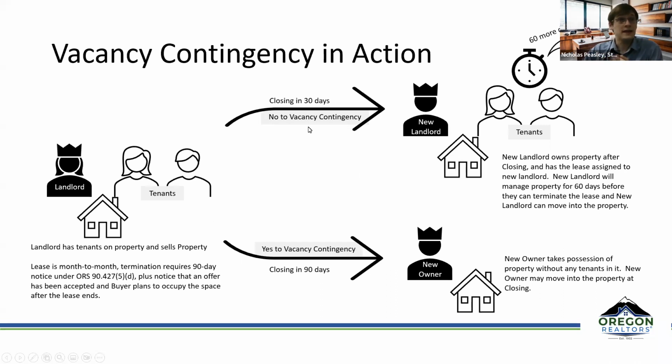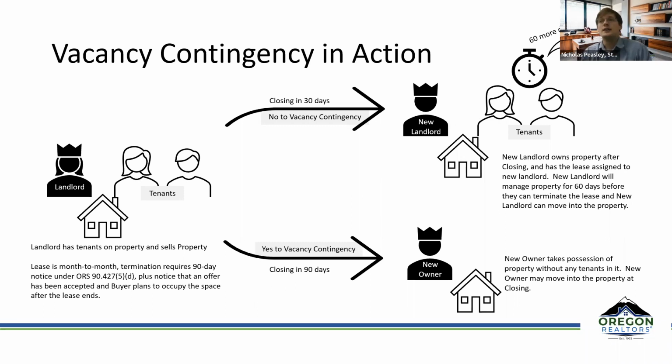If you said no to the vacancy contingency, you could close within 30 days. At that point, the new landlord, the buyer, is going to be a landlord on the property, and they will have the lease assigned to them, and they will be the landlord for 60 or more days. Once 60 more days have passed, you can say 90 days have passed since you got notice, we can terminate this lease. But this new landlord, this buyer, has to be a landlord for a period of time so that the 90-day period can pass.